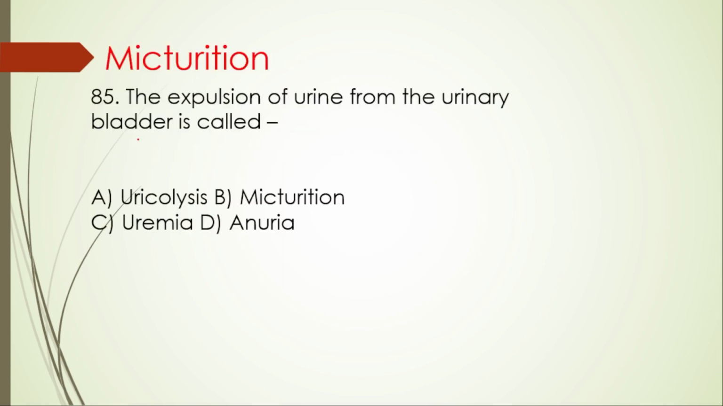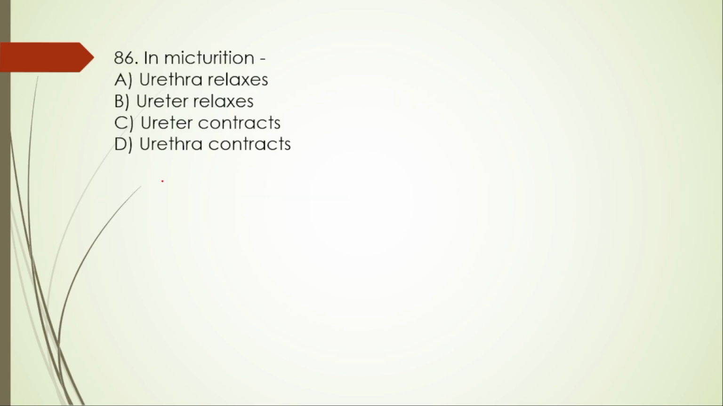Next one, from micturition, 85. The expulsion of urine from the urinary bladder is called A, uriolysis, B, micturition, C, uremia, and then D, anuria. So here the right option is option B, micturition. Next, 86th one. In micturition, A, urethra relaxes, B, ureter relaxes, C, ureter contracts, D, urethra contracts. Here the right option is urethra relaxes.